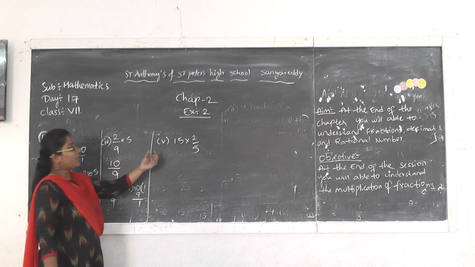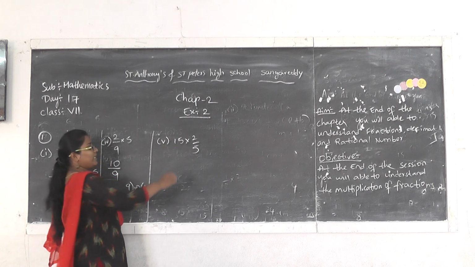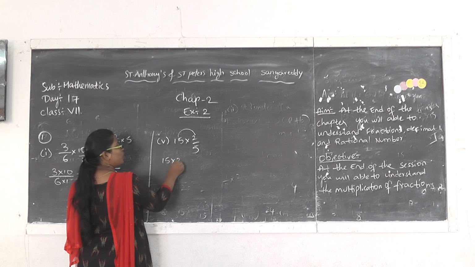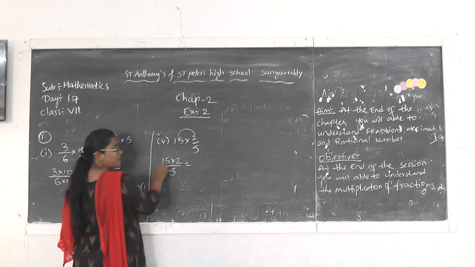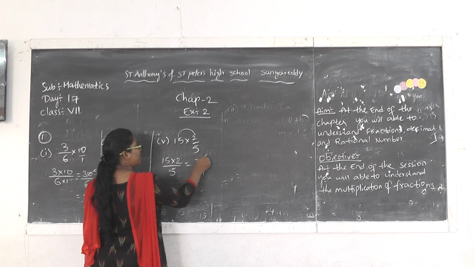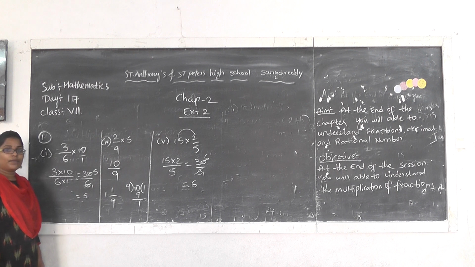Now here, what we are doing? Multiplying a whole number with a fraction. Here also, in a similar way, multiply the whole number to the numerator: 15 into 2 by 5. 5 2s are how much? 30. 30 by 5. Here also 5 ones are 5, 5 sixes are 30. 6 is the answer. Are you able to understand?